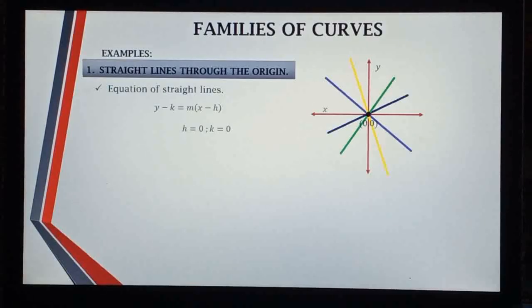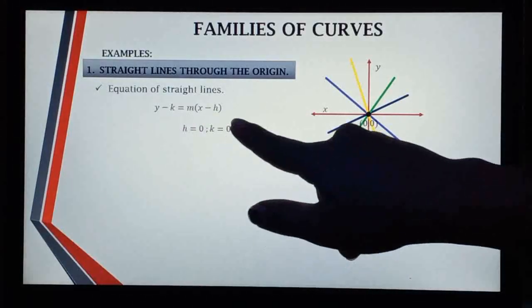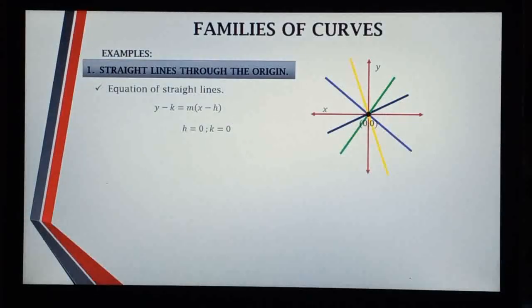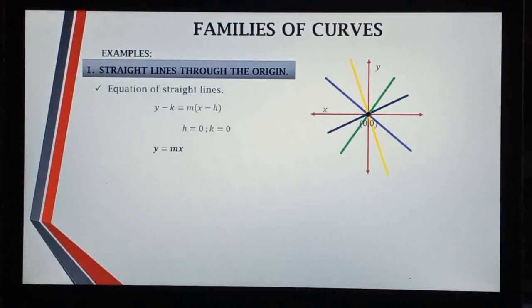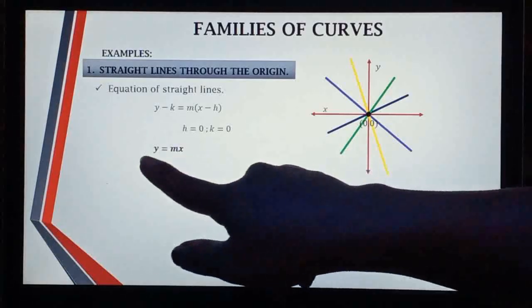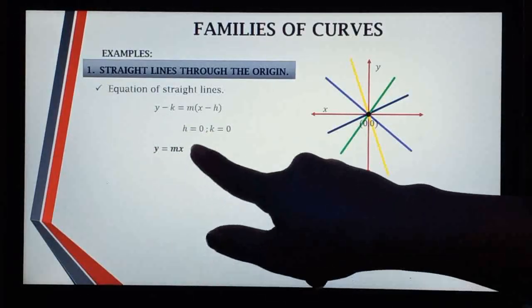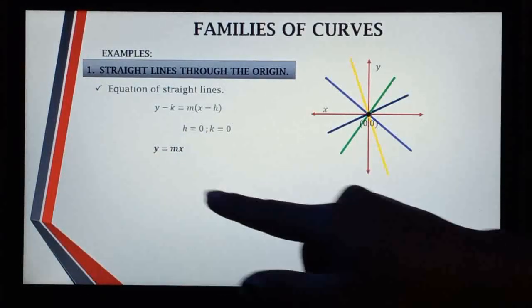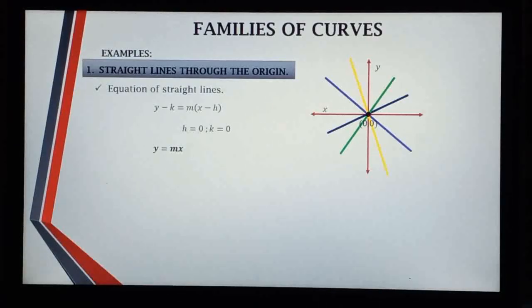So i-apply natin yung h and k dun sa general equation. You will now have y equals mx. So this is now your working equation. So dito manggagaling yung i-eliminate mo na arbitrary constant. Pero bago mo i-eliminate yung arbitrary constant, you have to identify first which is the arbitrary constant. So in this equation, m is considered as your arbitrary constant. So therefore, you only have one arbitrary.